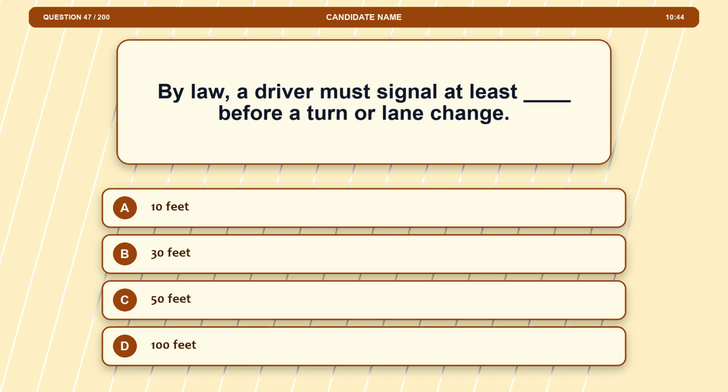Question 47. By law, a driver must signal at least blank before a turn or lane change. Option A, 10 feet. Option B, 30 feet. Option C, 50 feet. Option D, 100 feet.